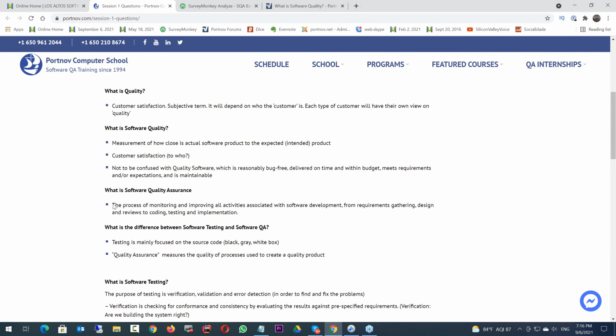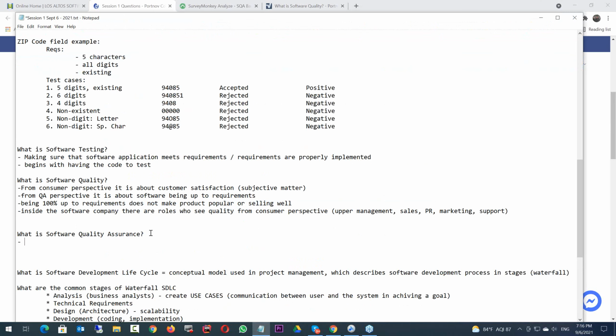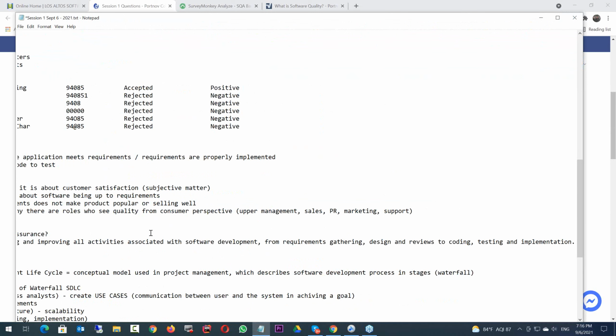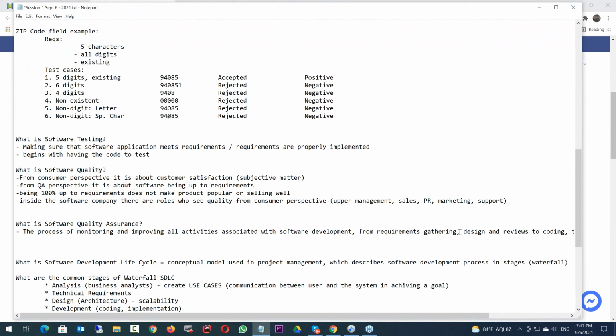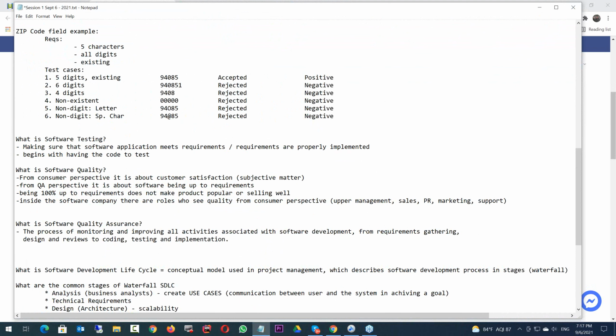Quality assurance: the process of monitoring and improving all activities associated with software development, from requirements gathering, design, and reviews to coding, testing, and implementation. So that is the definition. We look at whatever issues are related to the development from the requirements stage. Requirements is where everything begins for us. We are trying to find problems in requirements actually, as software quality assurance people.